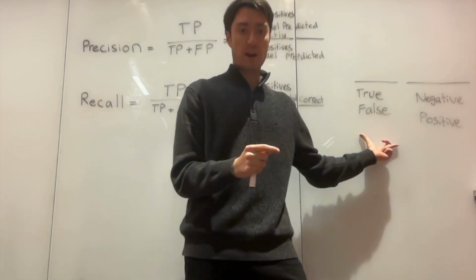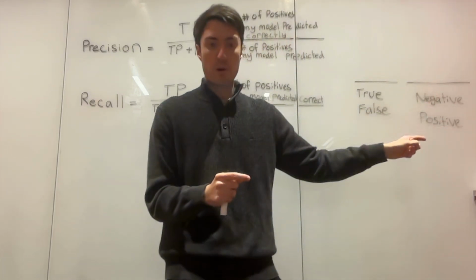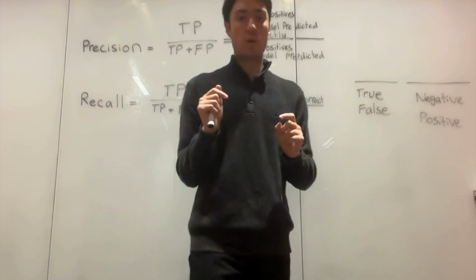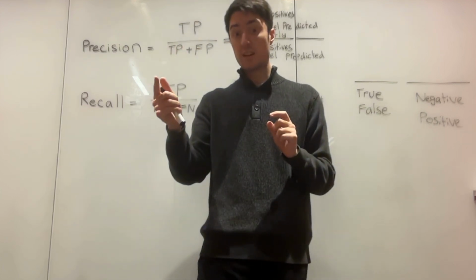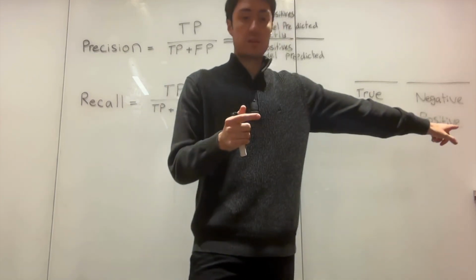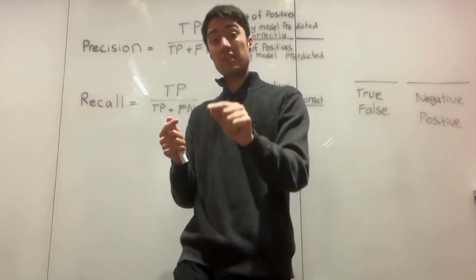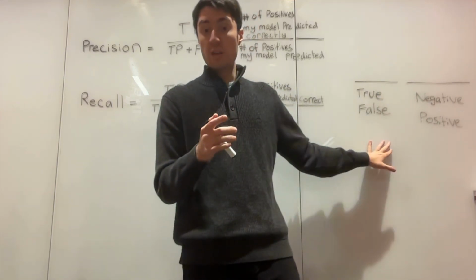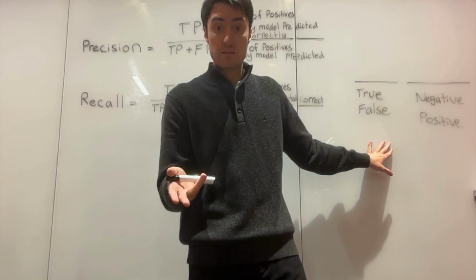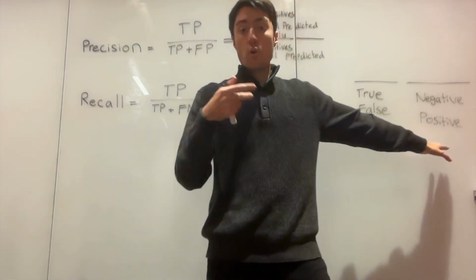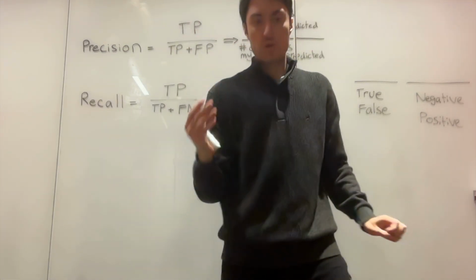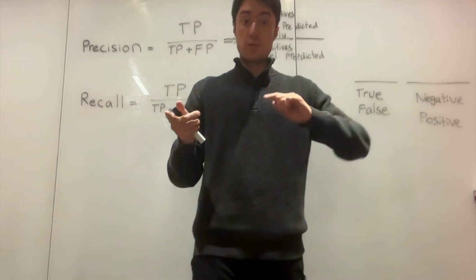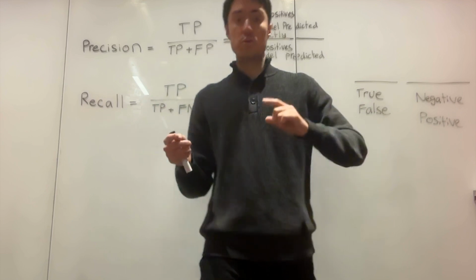So the first word means if our algorithm was correct. The second one, negative and positive, means what our algorithm predicted. So if our algorithm predicted positive, then it's going to be positive. If our algorithm predicted negative, then it's going to be negative. So the first word means if our algorithm was correct, and the second one is what our algorithm predicted. So if our algorithm was incorrect, but it predicted that it was positive, it's going to be a false positive.